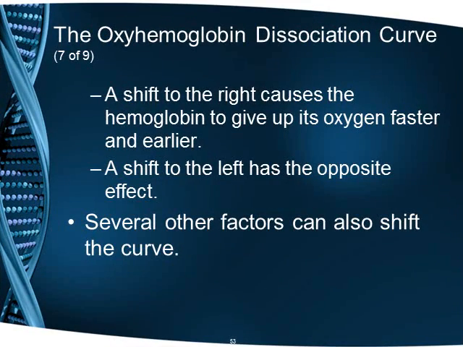So a shift to the right causes the hemoglobin to give up its oxygen faster and earlier. A shift to the left has the opposite effect, which means it's not going to let go of the oxygen. The oxygen is going to be wound tightly onto that hemoglobin, and we're not going to let it go. A shift to the right, we just drop it. Shift to the left, we hold on to it. Okay? So someone that is acidotic, okay, meaning that they've got a pH below 7.35, they can't hold on to oxygen.